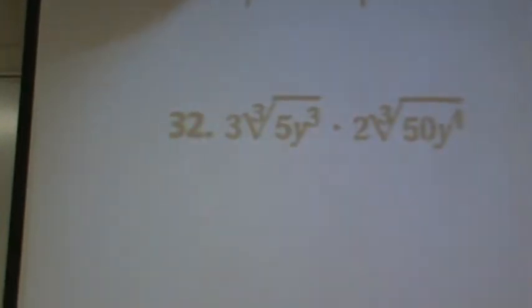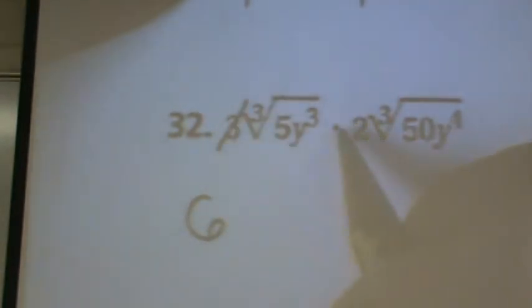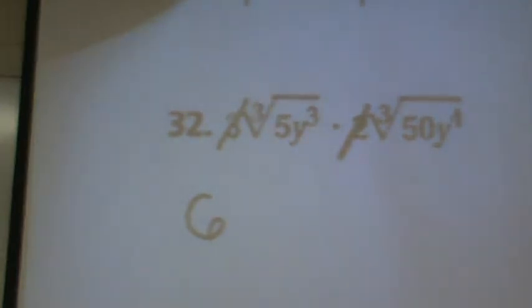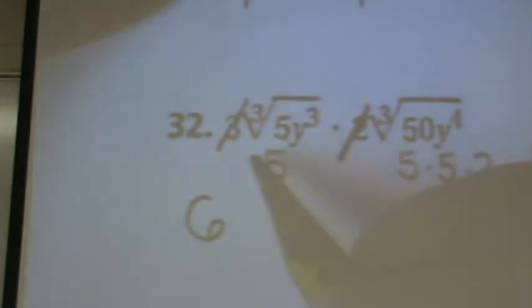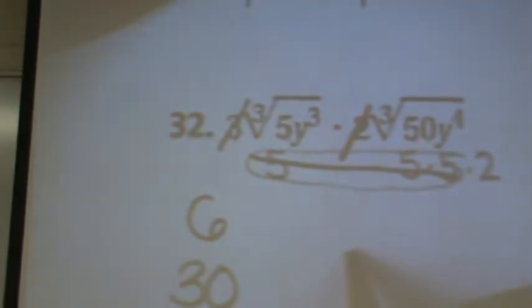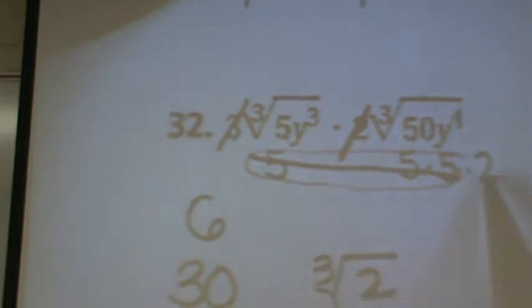Number 32. 3 times 2 is 6. You've got a 5 here, and 5, so let's look at this 5. 5 here, and 5 times 10, and 10 is 5 times 2. So we've got 3 5's here, so we're looking for 3 of a kind, so we can take this 5 out. So 5 times 6 is 30. So those numbers are gone, but we've got a cube root of 2 left that has to stay.